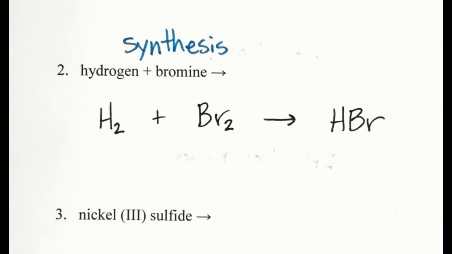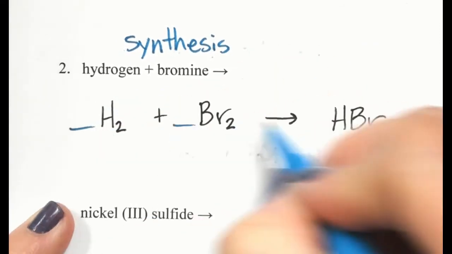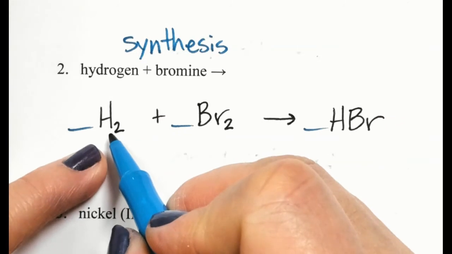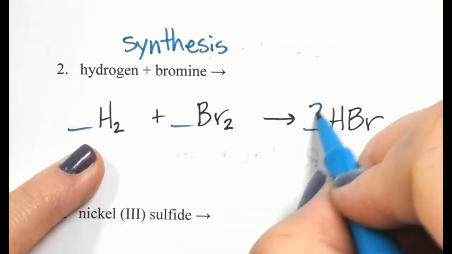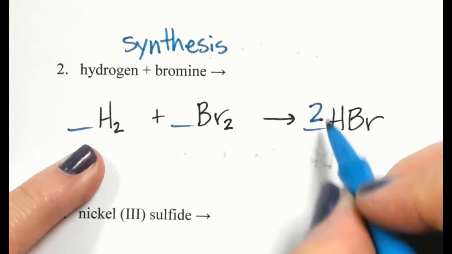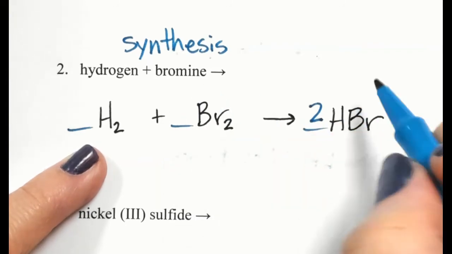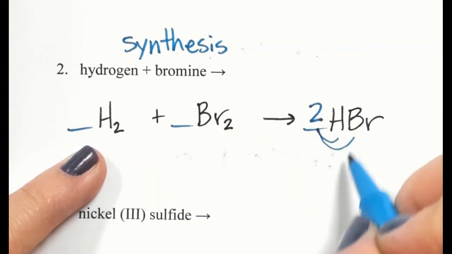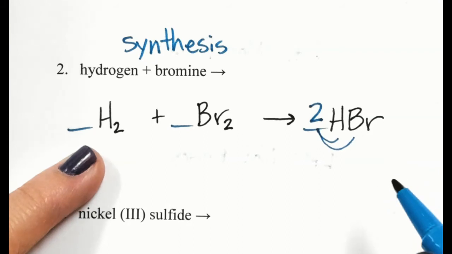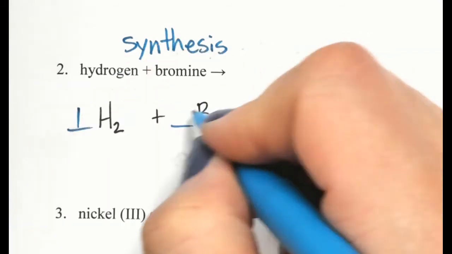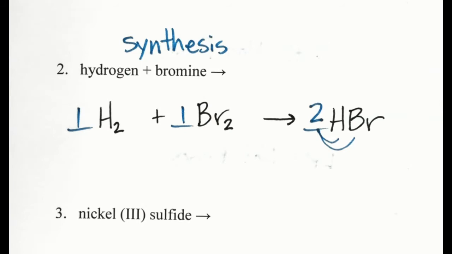Finally, I'm going to balance the coefficients, and I have 2 hydrogens on the left, 1 hydrogen on the right, so I need a 2 here. And now that gives me 2 bromines on the left, and remember that this counts toward both of these, so now I have 2 bromines on the right as well, so this is balanced 1, 1, 2.